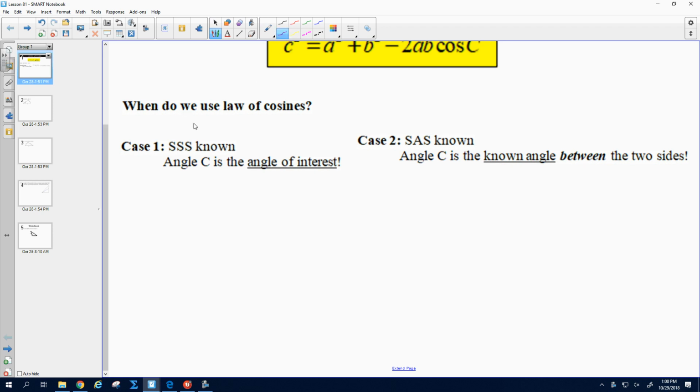For law of cosines, you can either have side, side, side known, where you know all three sides, then you can use law of cosines. Or you can have side, angle, side, where you know the angle in between the two sides that you know, then you can use law of cosines as well.